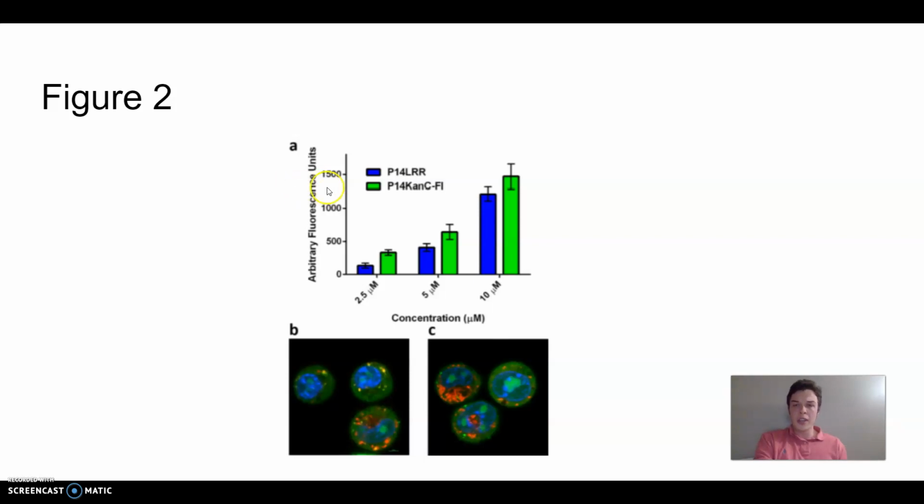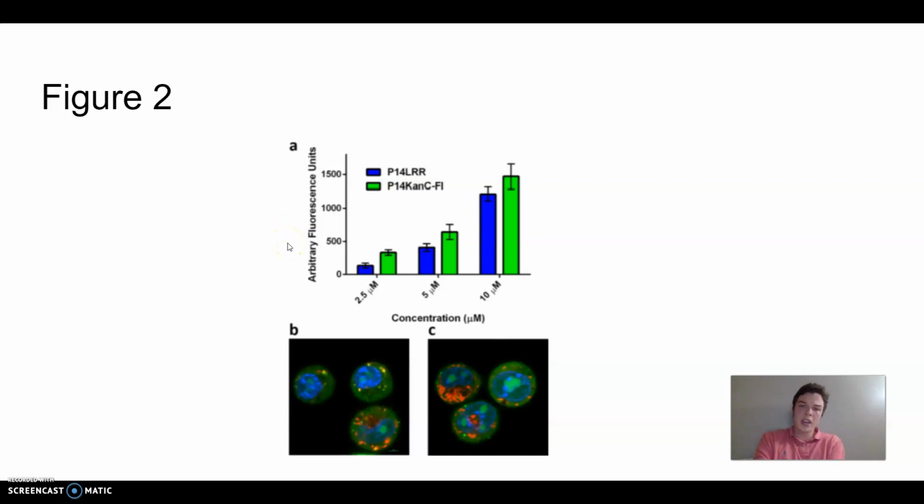So the results of this show that both the P14LR peptide and the P14-CanC fluorescent conjugate show a concentration-dependent cell penetration within the macrophages. The kanamycin conjugate seemed to have an increased cellular uptake as compared to the P14LR, but we see that the difference is not that significant because these bars here are overlapping. So really no change in cellular uptake is seen when you increase the positive charge.